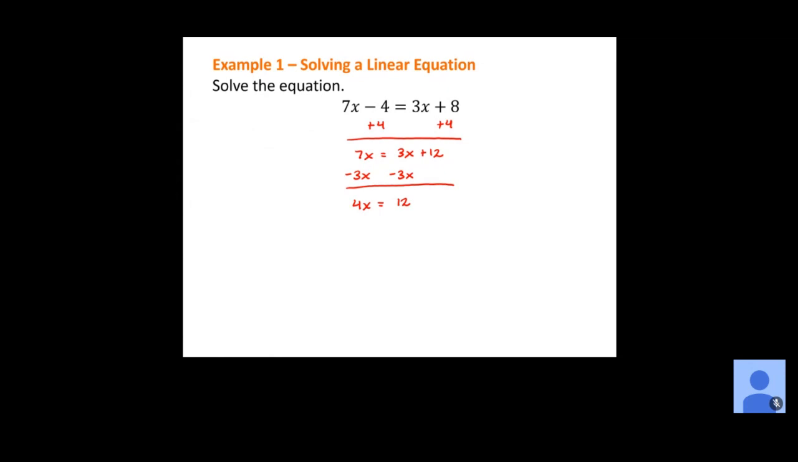Now we're going to divide, right? So I'm going to divide here by this 4. And the reason for that is 4x means 4 times x. The inverse operation of multiplication is division. So we're going to divide both sides by 4. That cancels out the 4 on the left. And then what's 12 divided by 4? 3. Perfect. This is our solution. Okay, and in general, linear equations should only have one solution.